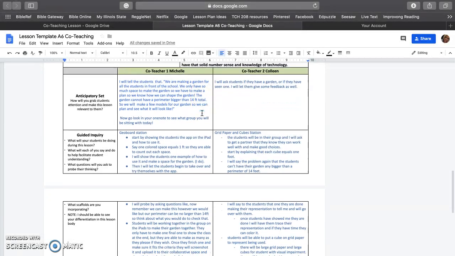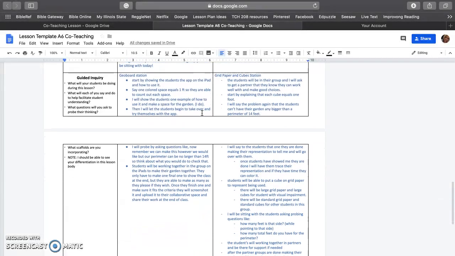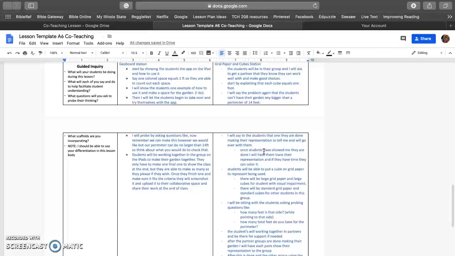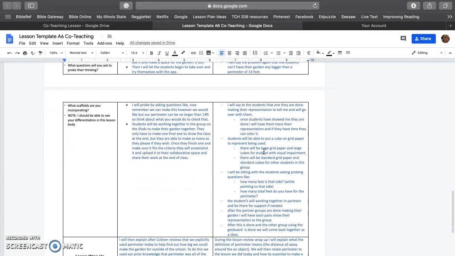Then I will be working with the students that use the grid paper and cube stations. I will have the students working in partners and emphasize that they can pick their partners, but it needs to be good choices. Then the students will work on the problem together, and I'll be asking probing questions like how many feet is that side, or how many total feet do you have in the perimeter.